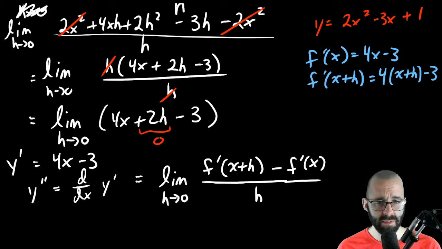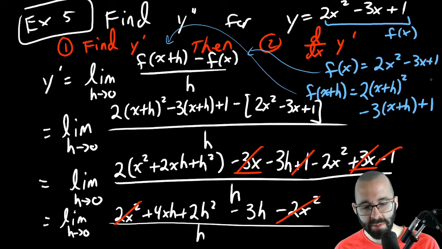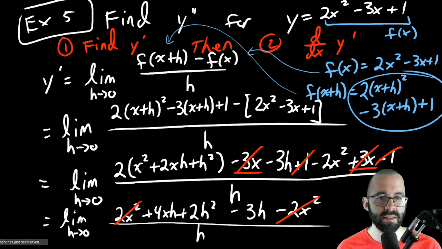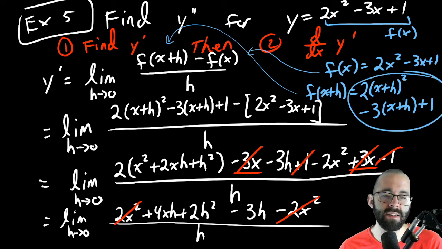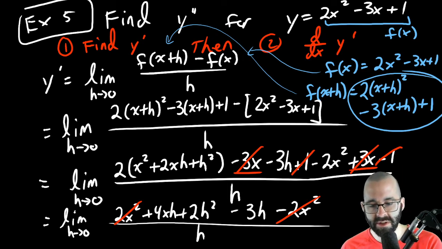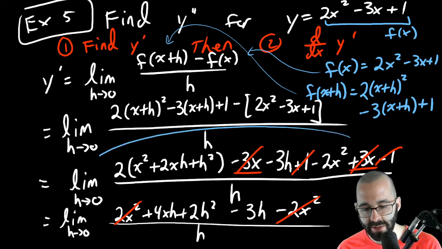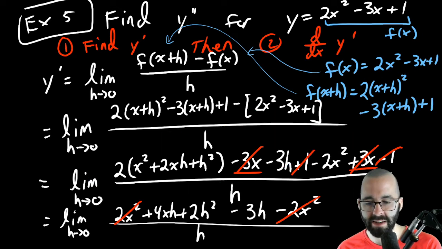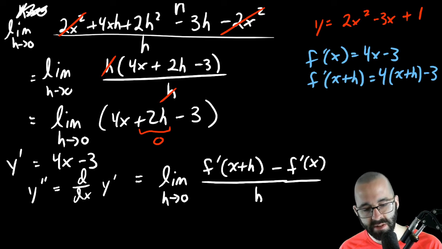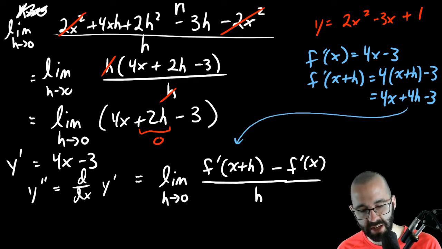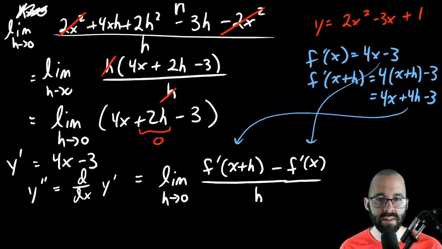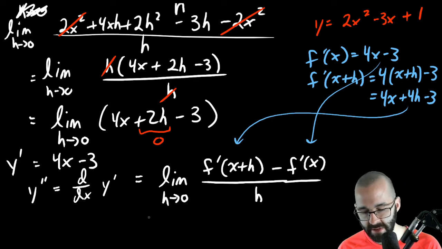As a side note, sometimes it can be easier, and I probably should have done this. Sometimes it's easier to just simplify off on the side when we're already doing things on the side, right? So simplifying in the blue area is usually going to be easier than simplifying in the white area. Let's do it here. 4x plus 4h minus 3. That's what we're plugging in. That'll make things a little bit cleaner.